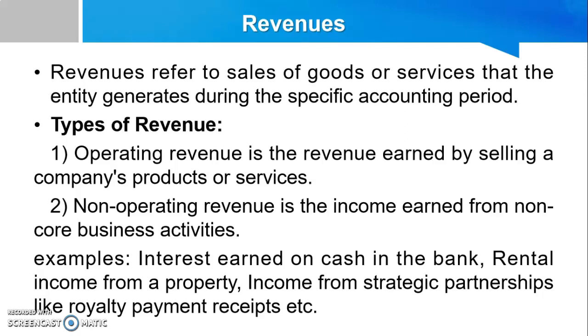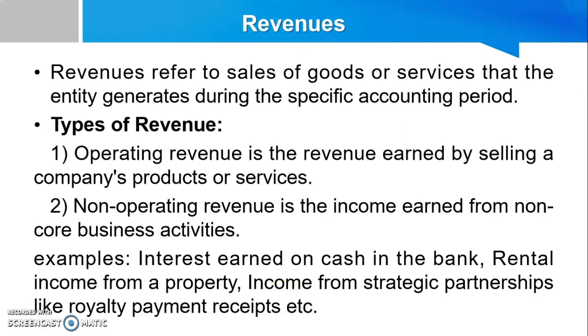Then non-operating revenue is the income earned from non-core business activity. These revenues fall outside the primary function of the business. Some non-operating revenue examples include interest earned on cash in the bank, rental income from a property, income from strategic partnerships like royalty payment receipts, and income from an advertisement displayed on the company's property.